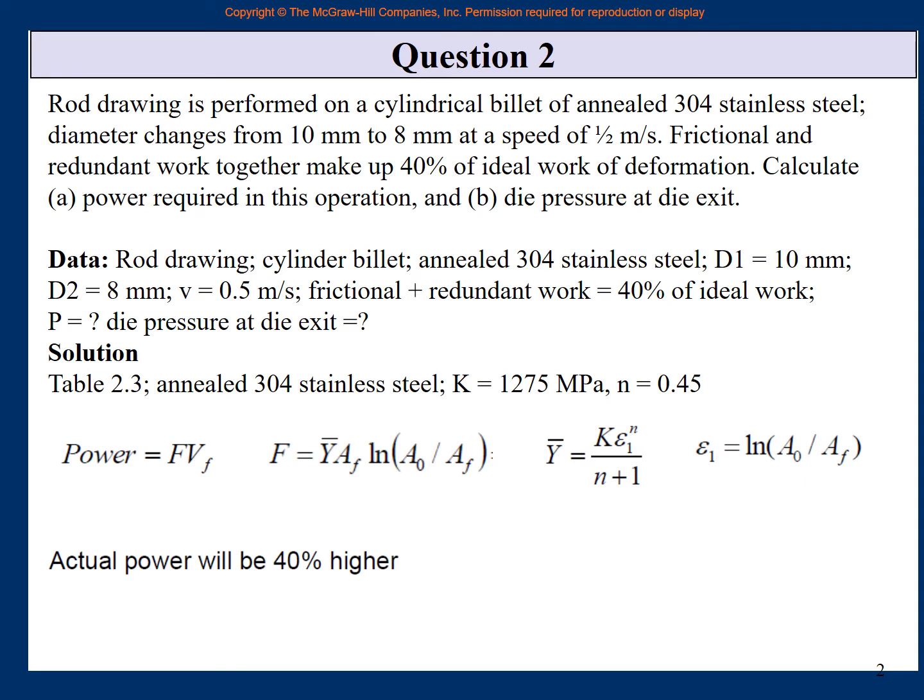So here you have found the power for ideal work, and actual power will be 40% higher than that. So whatever power you found, you add this plus 40% of this, or you write 1.4 multiplied by this. So this is it, right? Rather than giving any formula or any calculation for the frictional and redundant work, we have used the formula only for the ideal work, but then for the frictional plus redundant, add 40% to it. So this is the solution of part A.